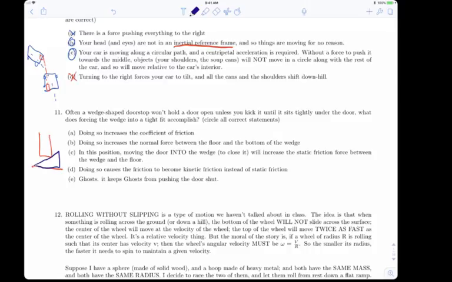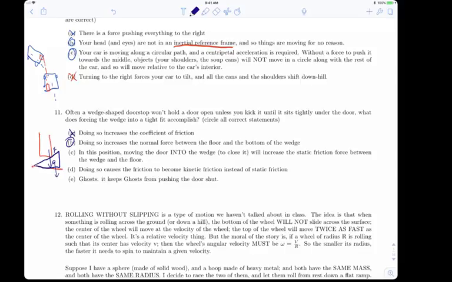So, does pushing on it increase the coefficient of friction? No, the coefficient of friction depends on the materials. Doing so increases the normal force between the floor and the bottom of the wedge. It does. Because now it's not just the gravity on the wedge, it's also the door pushing the wedge down. So that's true. Normal force has to accommodate both.